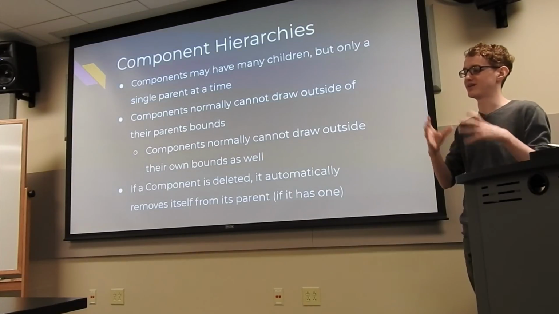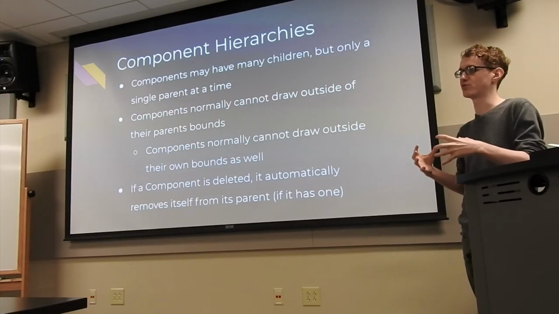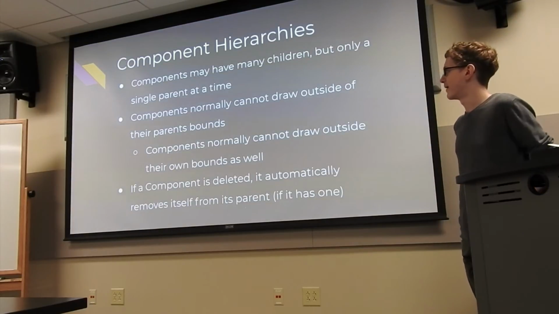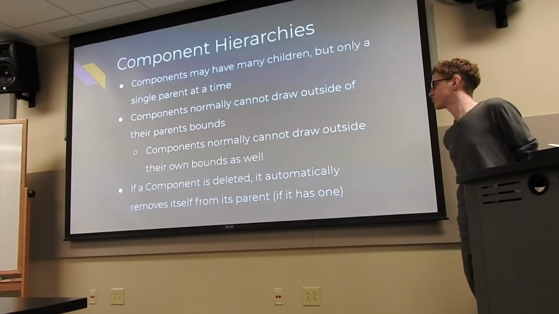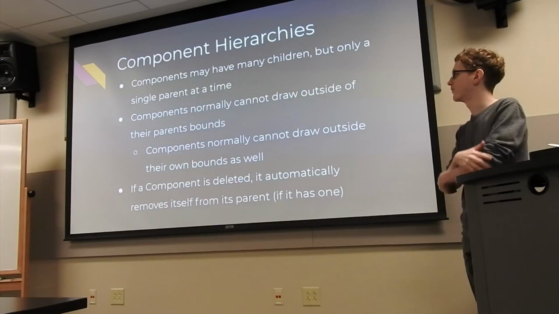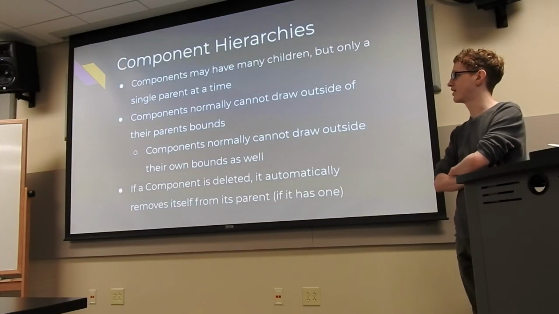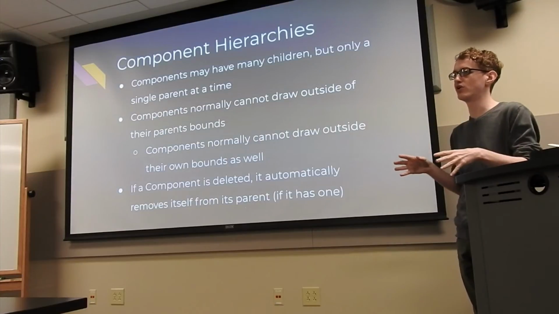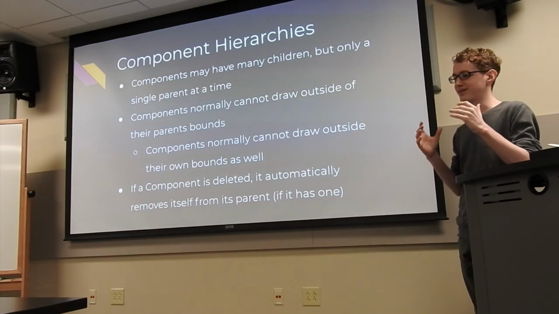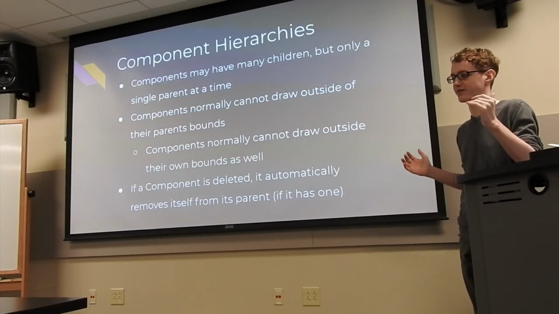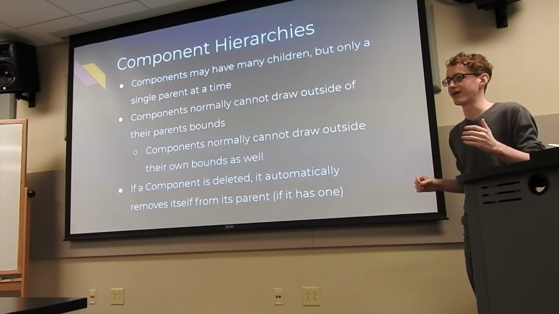So now it removes itself from its original parent, adds it to the other parent, and everything's all good. Components normally cannot draw outside of their bounds and their parent bounds. So when we say, in our last example, all of the square components basically just called fill all, and that fill all was the same as if you were to say get local bounds. We just grab the size and fill a rectangle of that size.